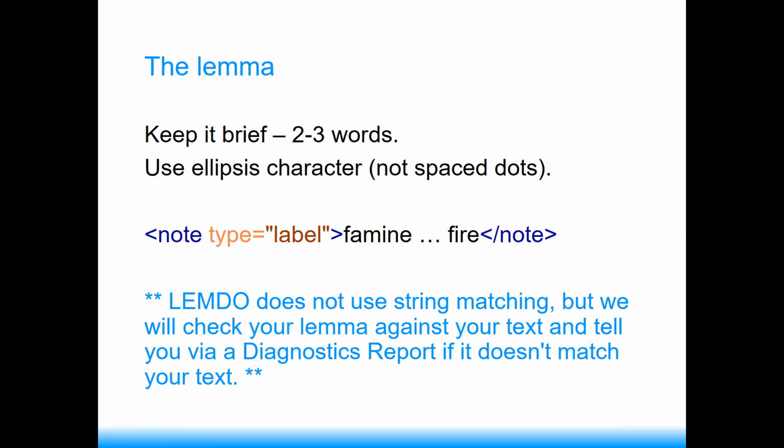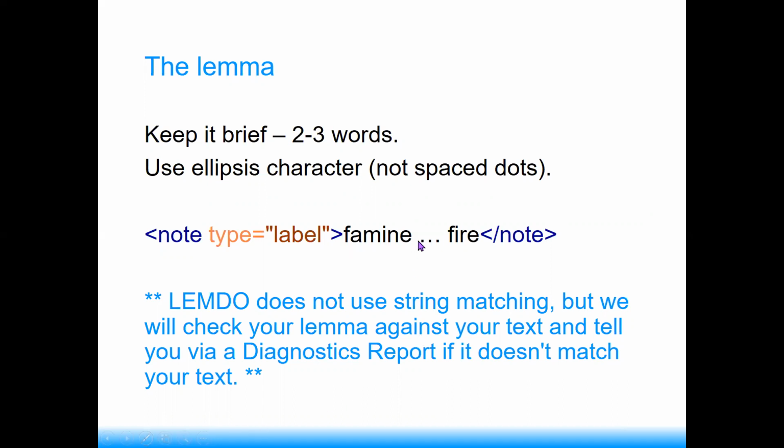So the lemma you want to keep relatively brief, 2 to 3 words is ideal. Remember that this will show up at the bottom of the page in a print edition. It is no longer necessary to type out the phrase that you are annotating exactly as it appears in the modern edition. We're not using string matching.